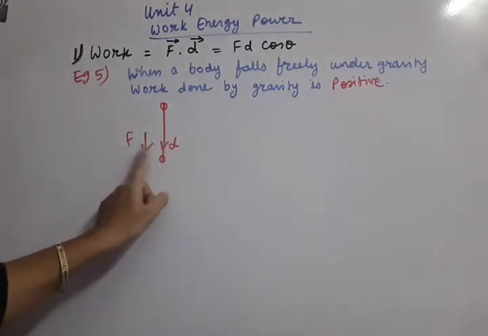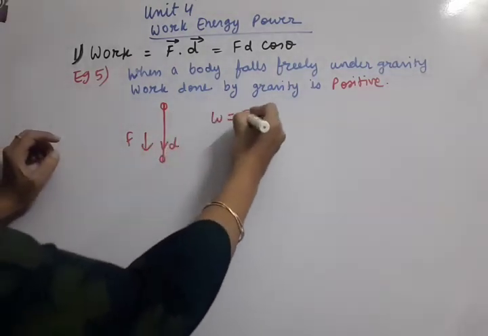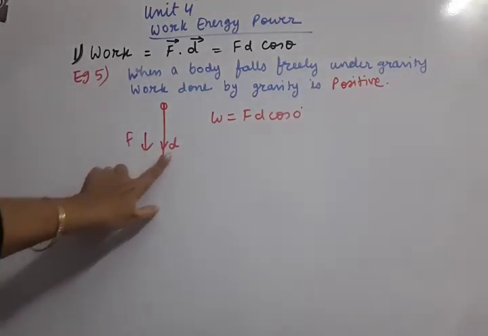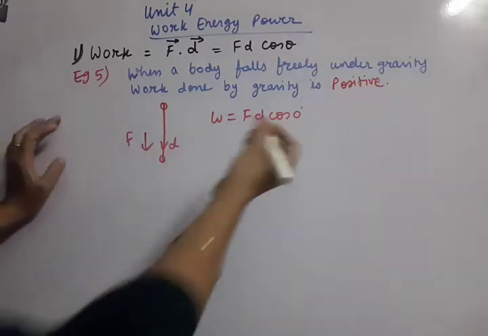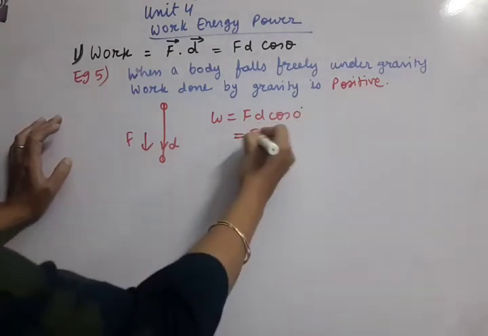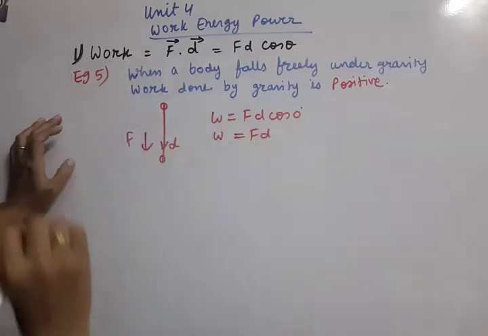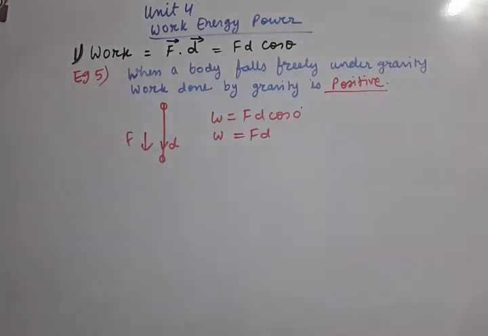Since F and d both are in the same direction, work done is Fd cos 0. Because F and d are in the same direction, if two vectors are in the same direction, the angle between them is 0. So cos 0 becomes 1. That's why the answer is only Fd. So we can say that work is positive here. No negative sign has appeared. So this is an example of positive work done.